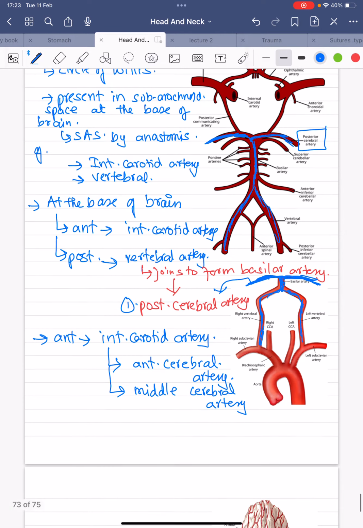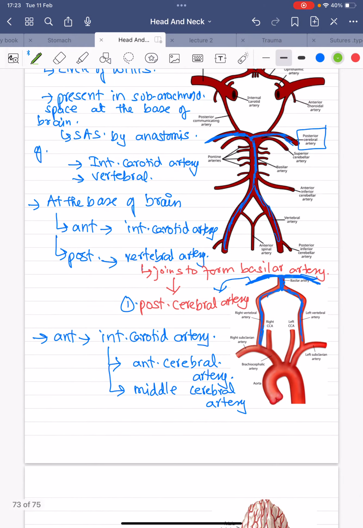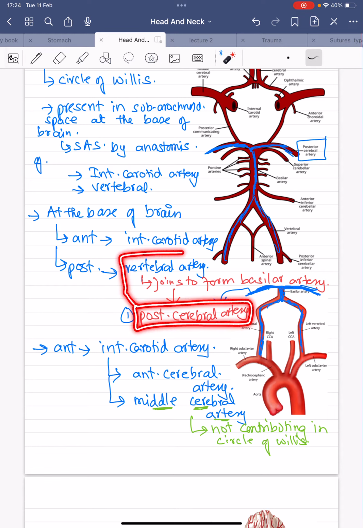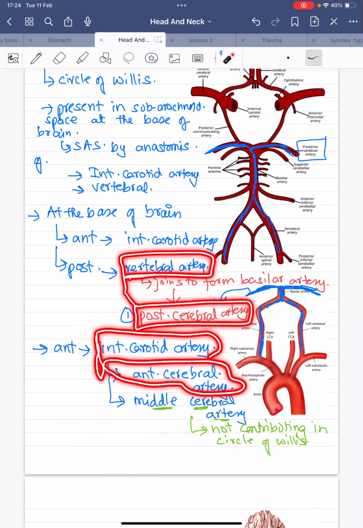But a very important point, please remember that the middle cerebral artery is not contributing to the circle of Willis. In the circle of Willis, only two cerebral arteries contribute. One is the posterior cerebral artery, a branch coming from the vertebral artery, and second is the anterior cerebral artery, which comes from the internal carotid artery.